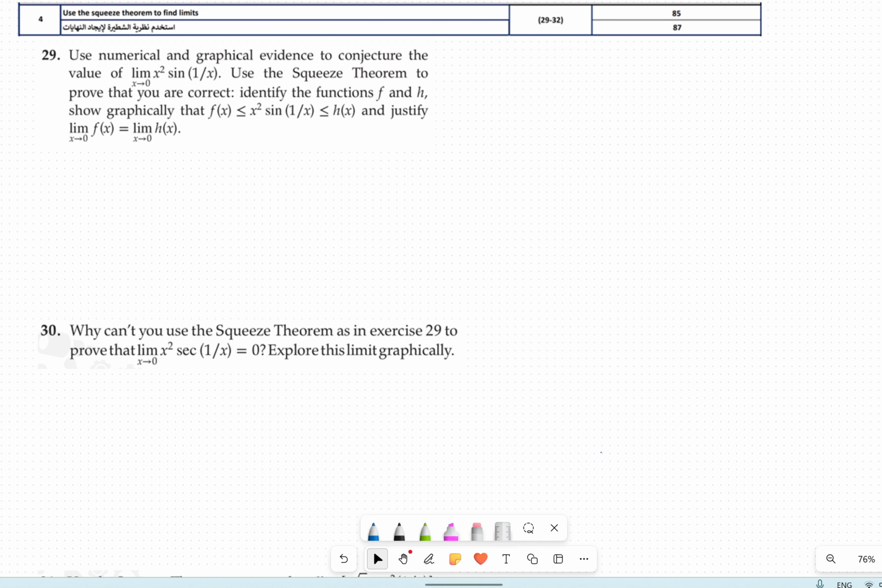Question number 4 in the EOT. Use the squeeze theorem to find limits. Now, what is this squeeze theorem? Let's go ahead and explain the squeeze theorem.